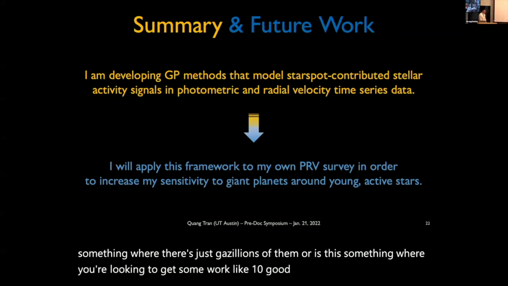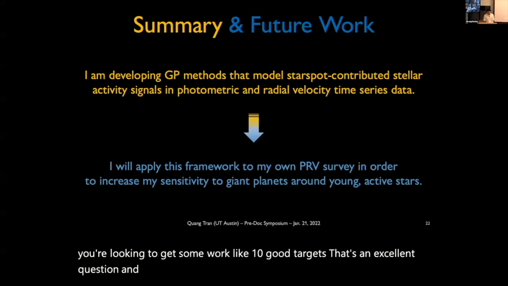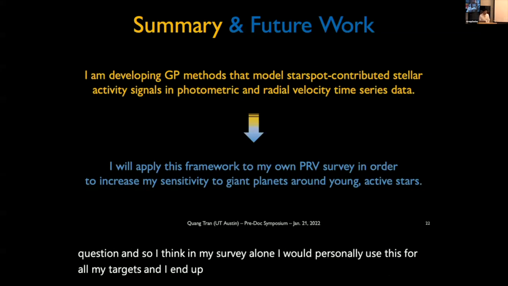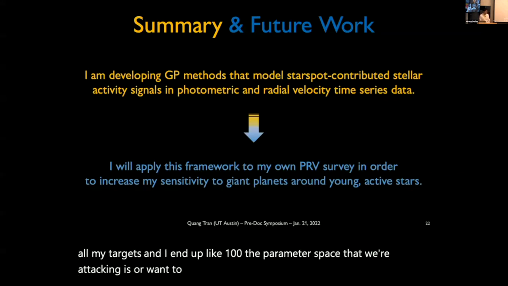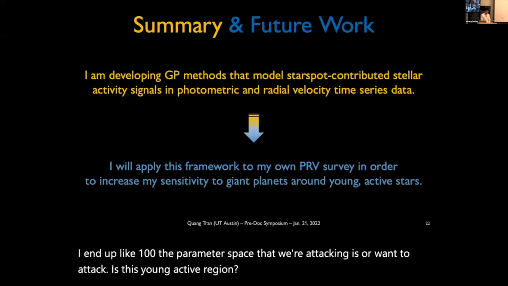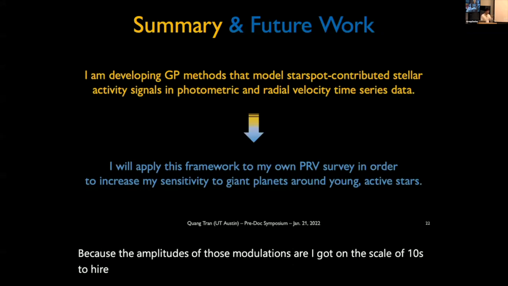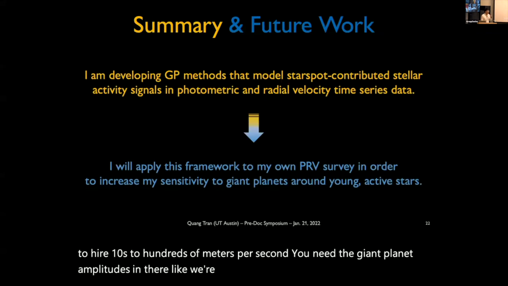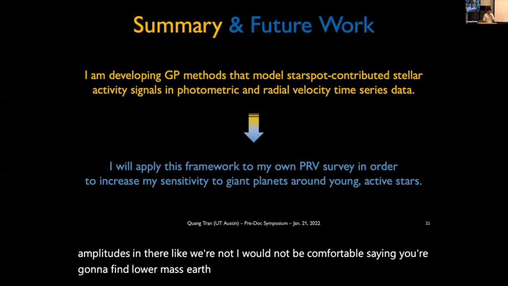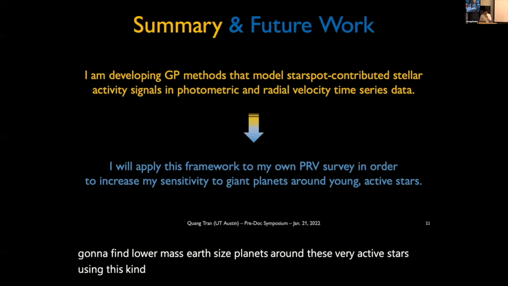Yeah, that's an excellent question. In my survey alone, I would personally use this for all my targets, and I have an N of like 100. The parameter space that we want to attack is this young active region, because the amplitudes of those modulations are on the scale of tens to hundreds of meters per second. You need the giant planet amplitudes in there. I wouldn't be comfortable saying you're going to find lower mass Earth-sized planets around these very active stars using this kind of technique, not at least robustly.